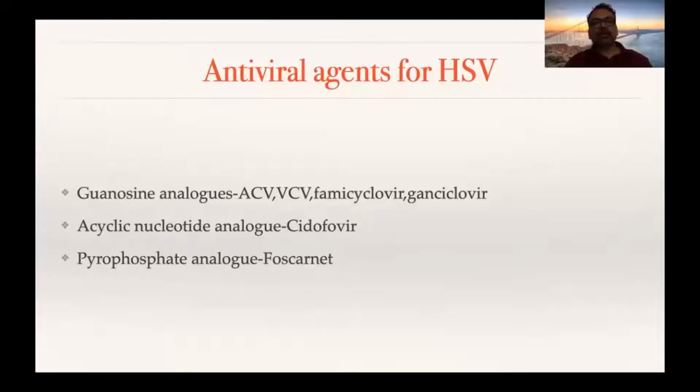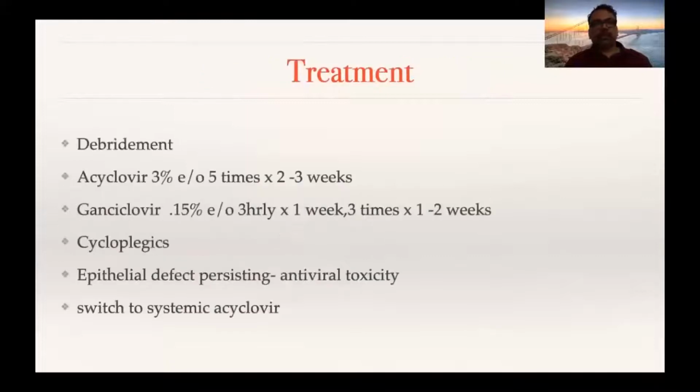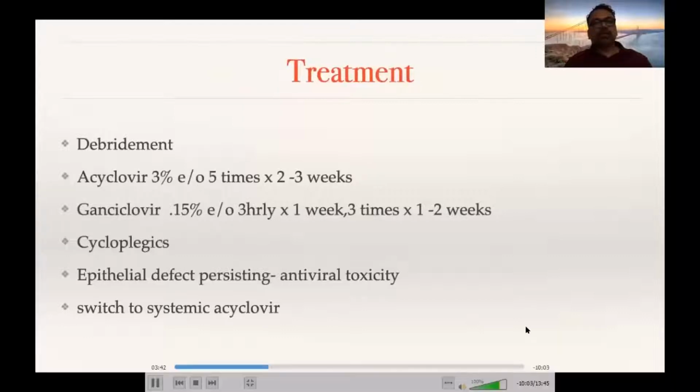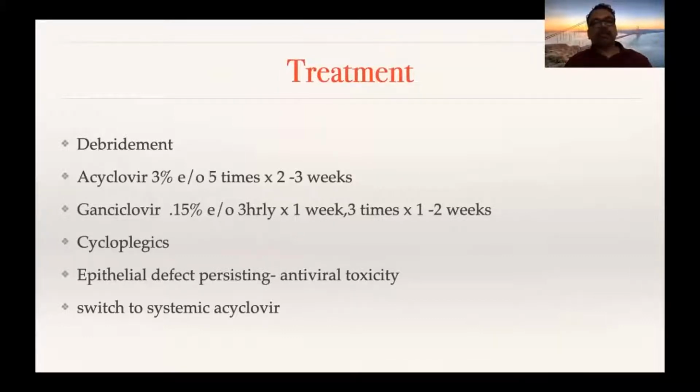Acyclic nucleotide analogs like cidofovir and the pyrophosphate analog foscarnet are also effective in HSV, and can be used in acyclovir resistance or when there are associated CMV infections. In HSV epithelial keratitis, the treatment is gentle debridement, acyclovir 3% ointment 5 times a day for 2 to 3 weeks, or ganciclovir 0.15%, 3 hourly for 1 week, and then 3 times a day for 1 to 2 weeks.